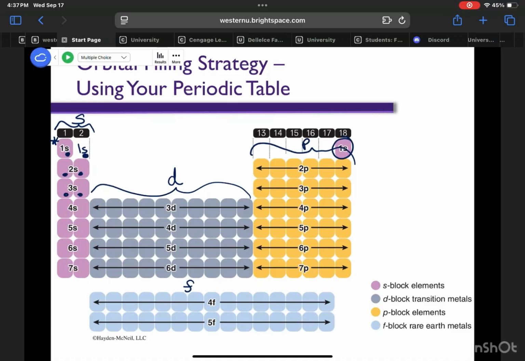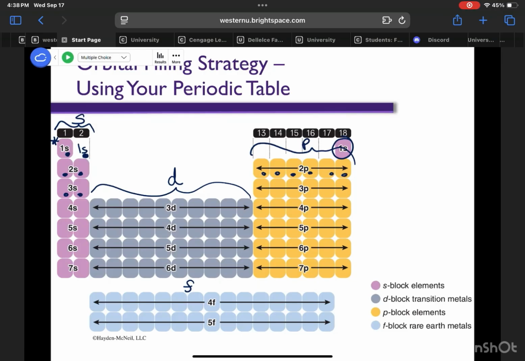We know there's Px, Py, and Pz. There are 3 degenerate, same energy level, orbitals for 2p: 2px, 2py, 2pz. Each of these orbitals can hold 2 electrons. How many total electrons can exist in 2p orbitals? Show me with your fingers. 6, that's right. 1, 2, 3, 4, 5, 6.